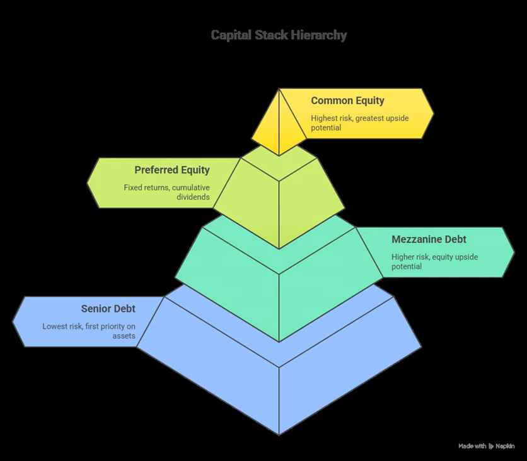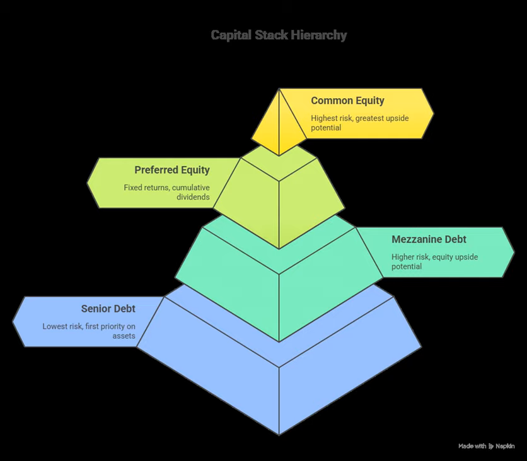Mezzanine debt occupies the middle ground. This layer carries higher risk than senior debt but lower risk than equity positions. Mezzanine lenders typically receive returns of 10 to 14% annually and may have some equity upside through warrants or conversion features. While subordinate to senior debt, mezzanine debt still receives priority over equity investors.